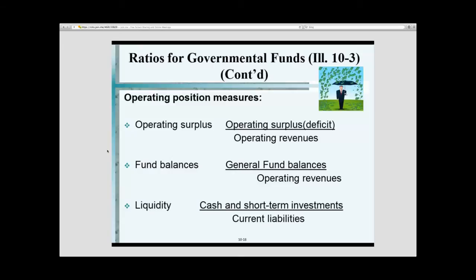Liquidity is an interesting question. What does it say, cash and short-term investments? Anybody remember what the quick ratio was again? Yes, except the inventory. This is similar to that, like the current ratio, where it's cash and short-term investments divided by current liabilities. Tell me, what would happen if this number is less than 1?